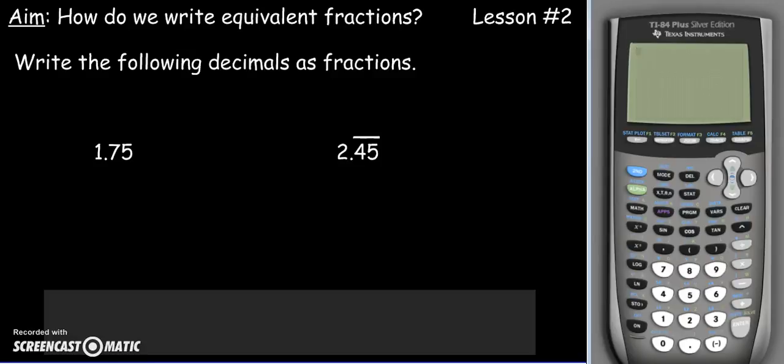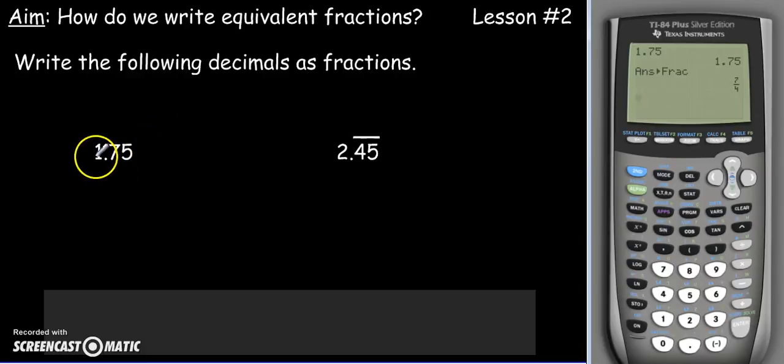Alright, so we're going to look at equivalent fractions, but before we do that, let's write these decimals as fractions. The first one we can do very easily, but let's use a calculator to make sure we do it correctly. It is 1.75. I'll press enter to save it as an answer, and then I'll press math and fraction to turn it into a fraction. That should become 7/4. So let's see how to do that.